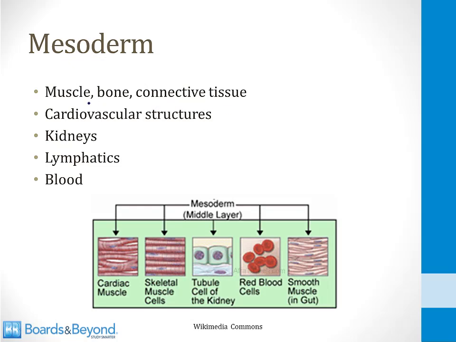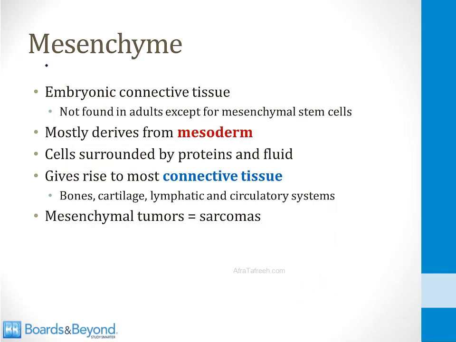So mesoderm develops into muscles, bone, connective tissue, also cardiovascular structures, the kidneys, the lymphatics, the blood. Most things that aren't skin or GI tract derivatives come from the mesoderm. Now you will read in your textbooks about an embryonic tissue type called the mesenchyme, so let's talk about what that is. Mesenchyme is the embryonic connective tissue. It exists only in the embryo. It is not found in adults except for mesenchymal stem cells.